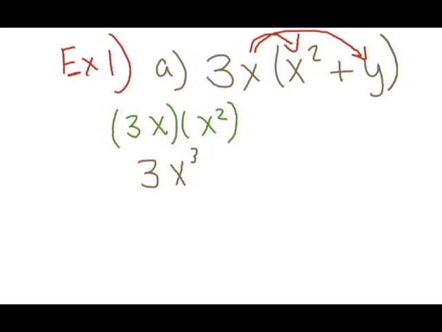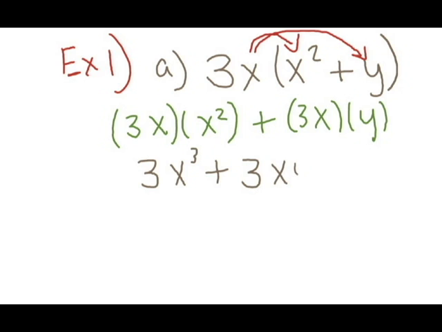Now, let's multiply 3x times y. Multiply your numbers first. 3 times an invisible 1 is 3. Then you have x times y. Because the variables do not match, you just bring both variables down, x and y. So your final answer would be 3x to the third plus 3xy.